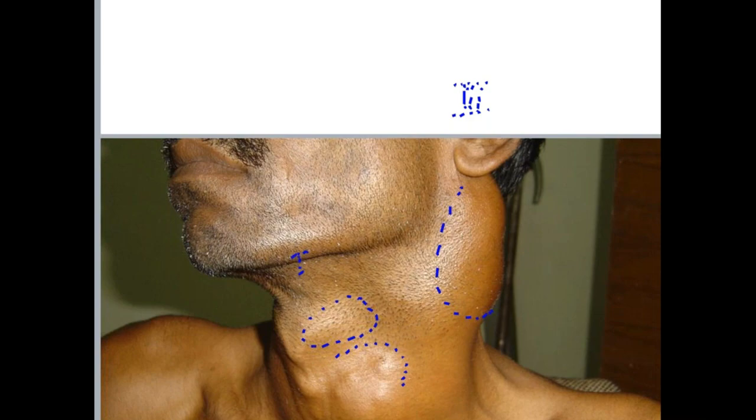But we will be doing 2, 3, and 4. This is 2, 3, and 4, and this is level 6 here, so we'll do all this in any case. So here the decision is not difficult to make. It's only in node negative patients that we have a confusion to make a diagnosis or to plan our treatment. Well, so there are some controversies, and there is a slide to that effect.